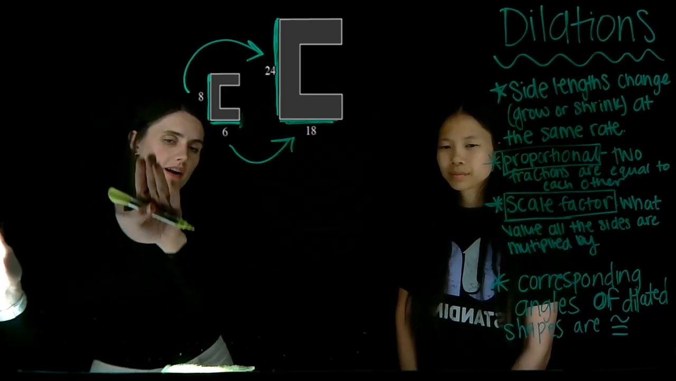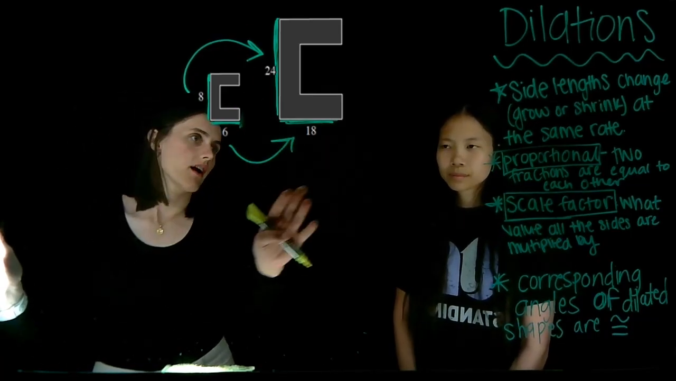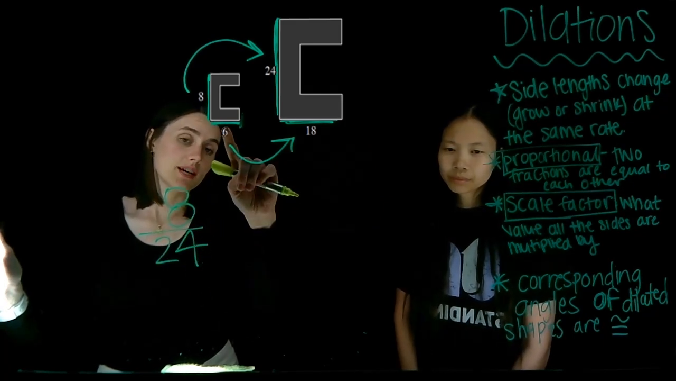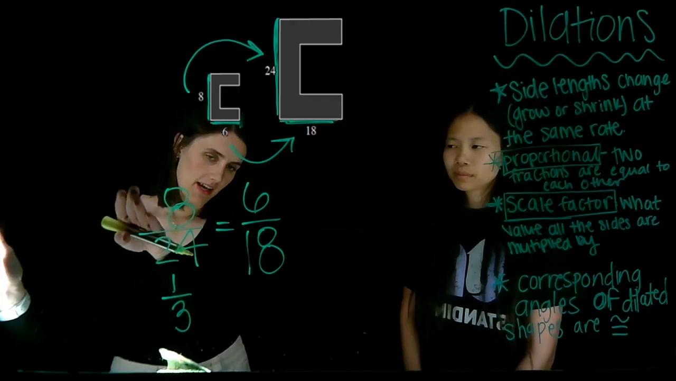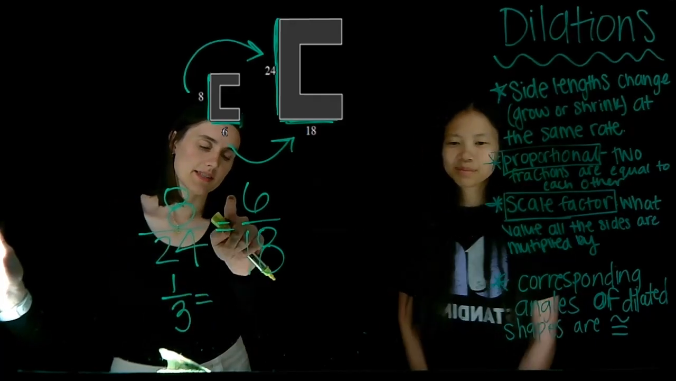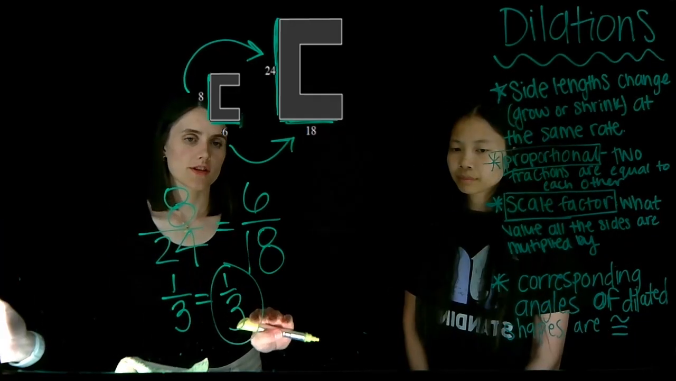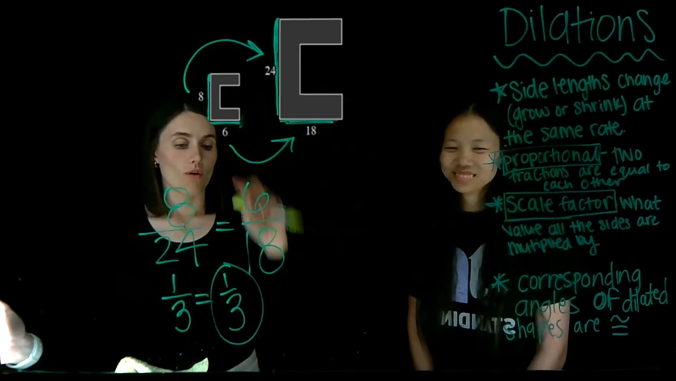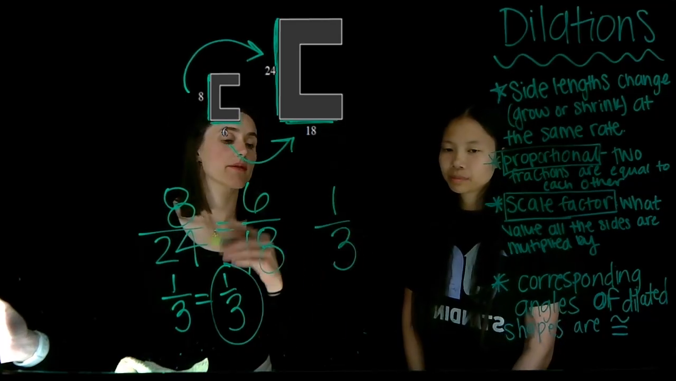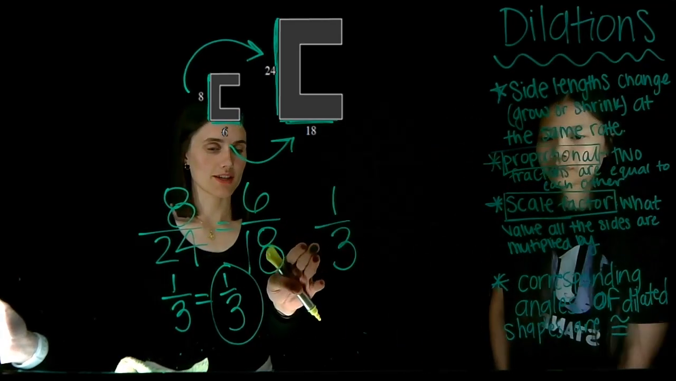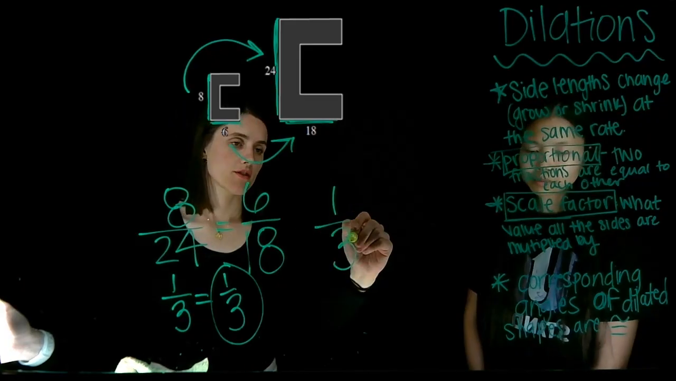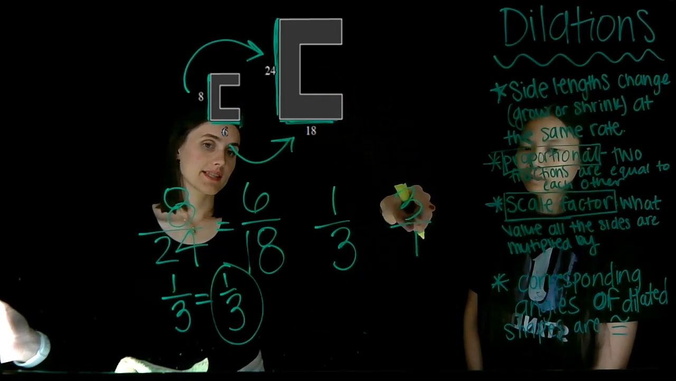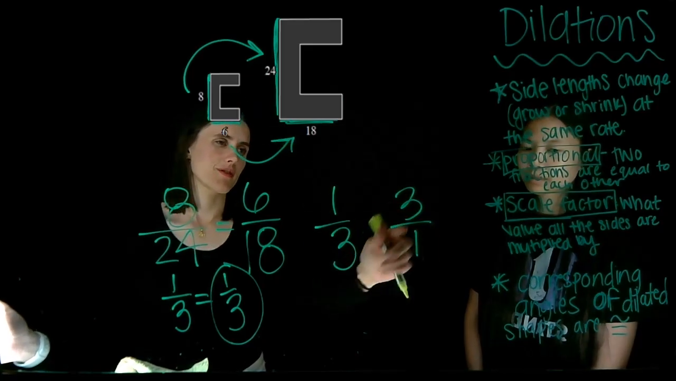So if I'm trying to figure out what my scale factor is, I can create a proportion. So I can say 8 over 24, if this shape is dilated, should be equal to 6 over 18. If I simplify 8 over 24, I'll get 1/3. And if I simplify 6 over 18, I will also get 1/3. So this 1/3 tells me that this smaller shape is 1/3 as big as this bigger shape up here. Or I can take this 1/3 and I can write the reciprocal. If you remember, the reciprocal of a fraction is the fraction inverted or flipped. So the reciprocal of 1/3 is 3 over 1. And this tells me that the bigger shape is 3 times as large as the smaller shape, because 3 over 1 is the same thing as 3.